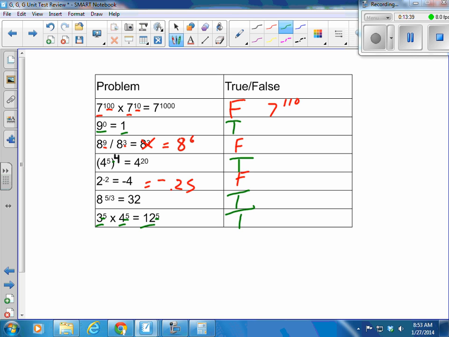This is a big piece of your test. It's just true, false, but there are a lot of different types of problems on this. Please come see me if you need any help.